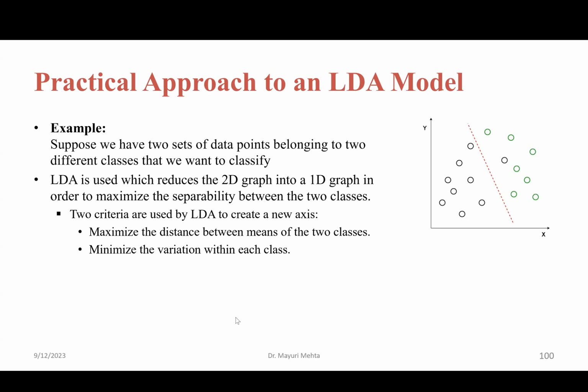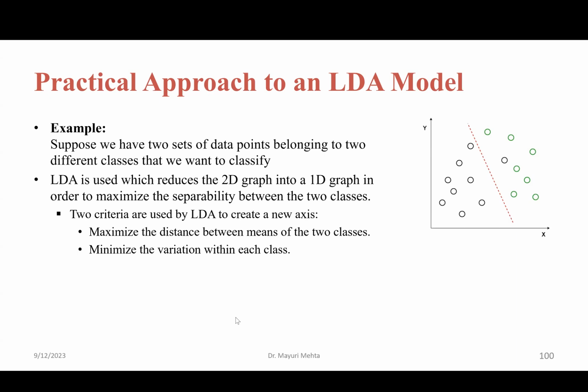From two-dimensional space, we will project this data into one-dimensional space. To create a new axis and project data onto it in a way that maximizes the separation of these two categories, we will reduce this 2D graph into a 1D graph following this criteria. What is the criteria? Maximize the distance between the means of the two classes and minimize the variation within each class.